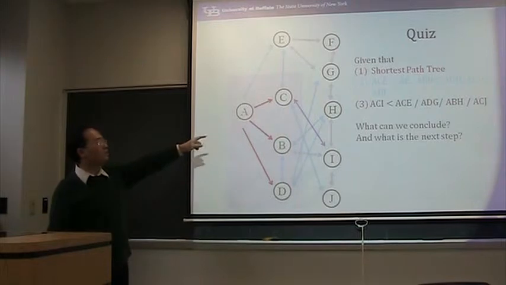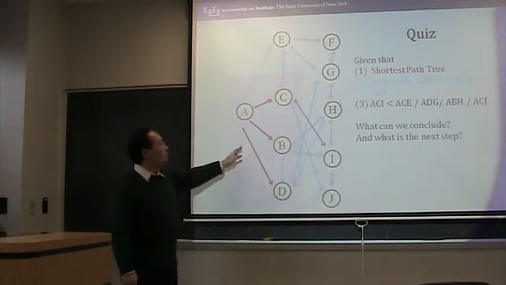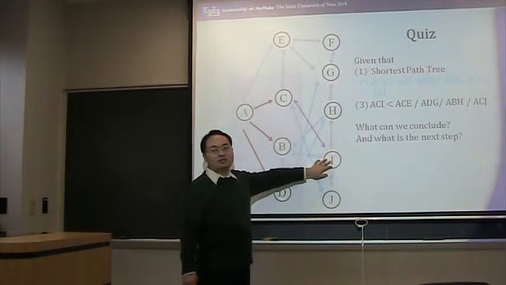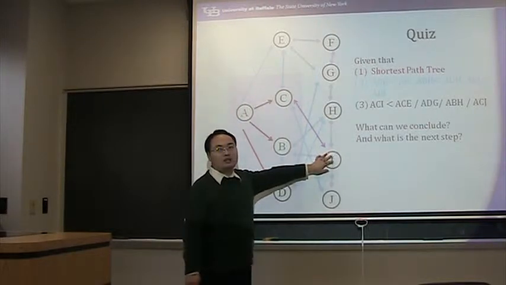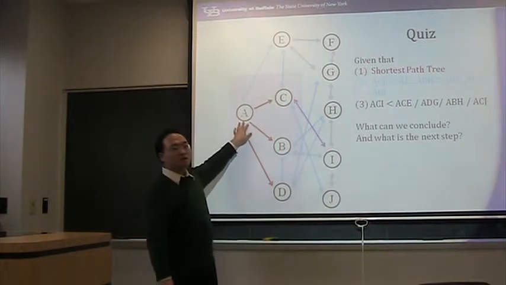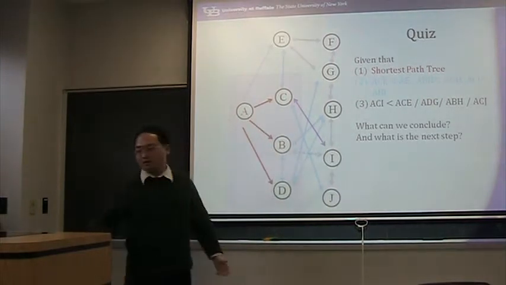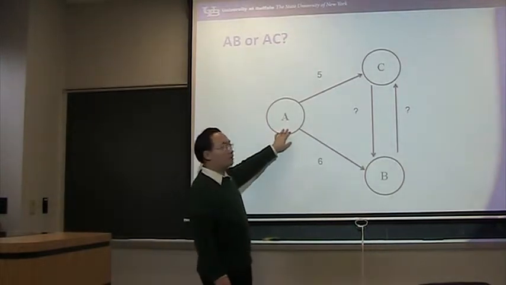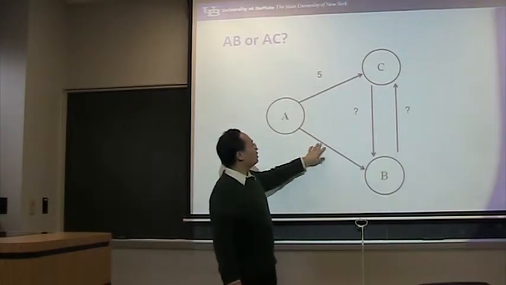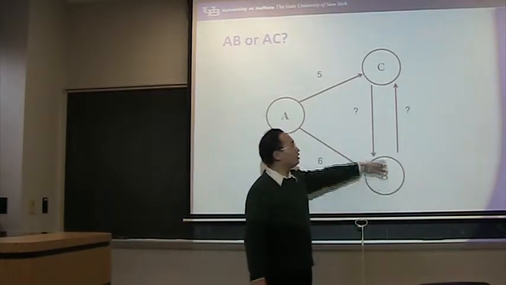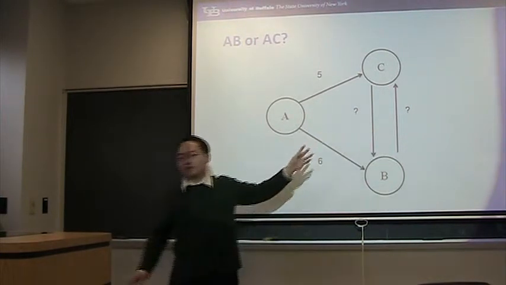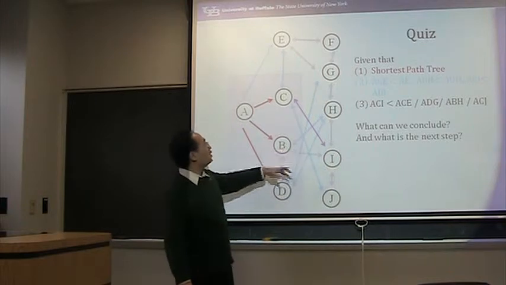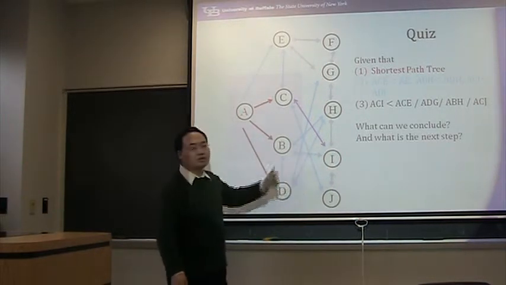And what can we conclude from these three conditions? We can confidently say ACI will be the shortest path. I should be selected in the shortest path tree. And the reason is the same as in the previous case. Let's look at this again so you understand that. If AC is shorter than AB, then no matter how long this link is, AC will be the shortest path. And in this case, we know ACI is shorter than ACE or ADG or something else.